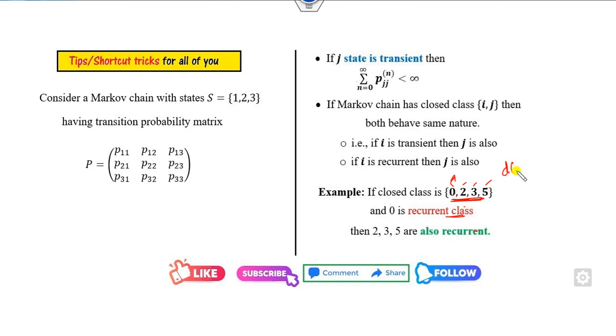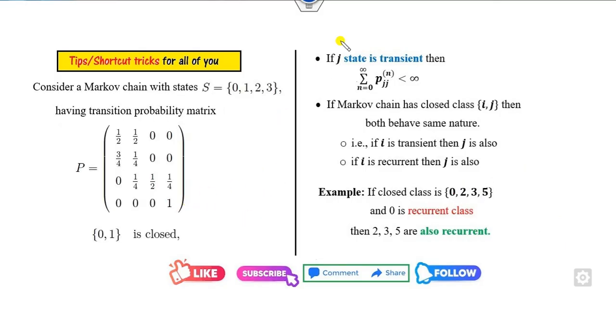If you prove that the period of 0 is the same as 7, then the period of 2 is also 7. Period of 3 is also 7, and so on. What is the meaning of closed? If you look at this, I have the states 0, 1, 2, 3. Closed means the sum of each probability is 1.